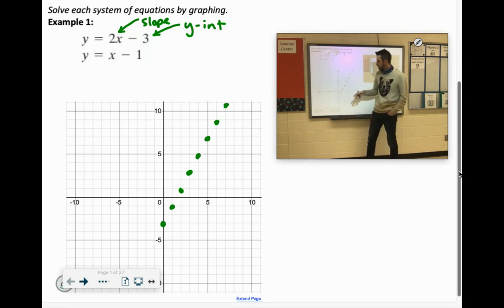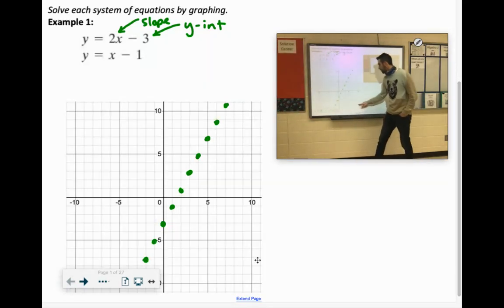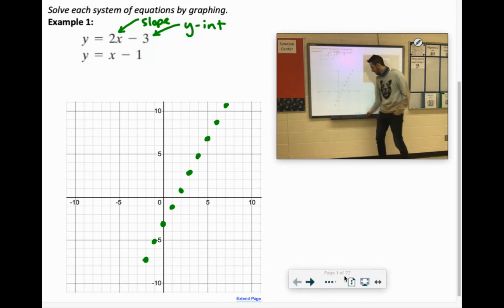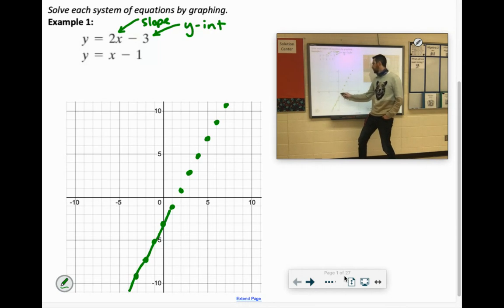Now, if we wanted to go backwards, we could go down 2 and left 1. That is another way that we can get some points on there. Let me move this out of the way. Down 2, over 1. We're going to try to make this as straight as we can. Wow, that is rough.